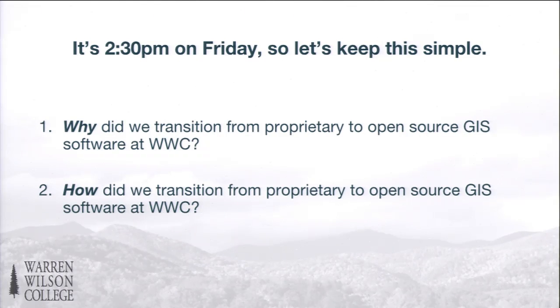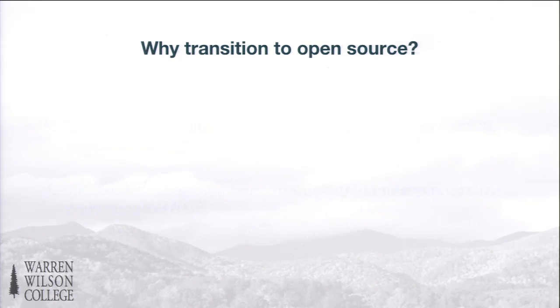And I shouldn't put this in the past tense. I think we're still doing it. We're still in the process of transitioning, and I'm always looking for new, different, better ways to do that. But I'll talk about some of our initial steps. I've had 2 iterations of a course now with open source GIS. So the first question is why?